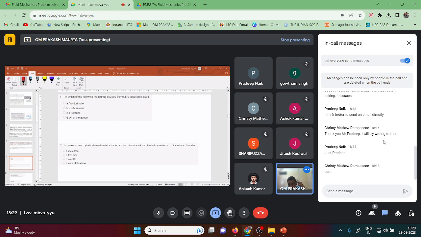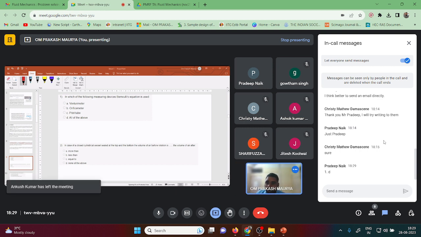Basically, this question is framed in a different way. In which of the options can we use the Bernoulli's equation, or which instrument was designed based on the Bernoulli's equation? This question was asking. The first option is the Venturi meter, second is orifice meter, option C is the pitot tube, and option D is all of the above.